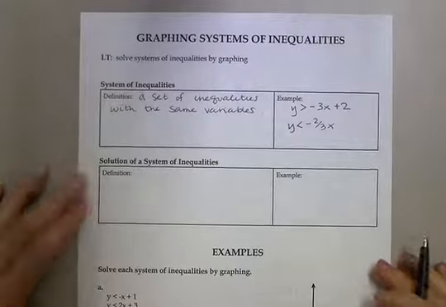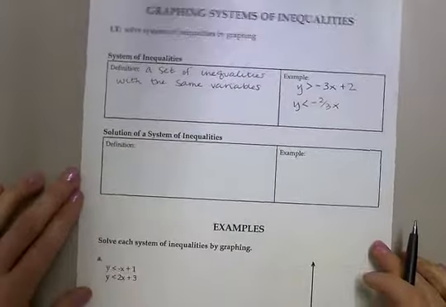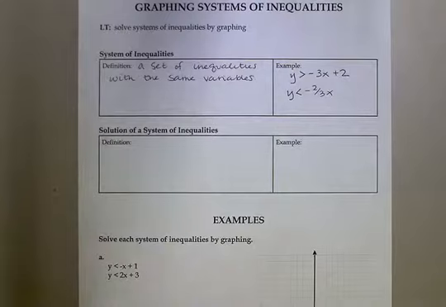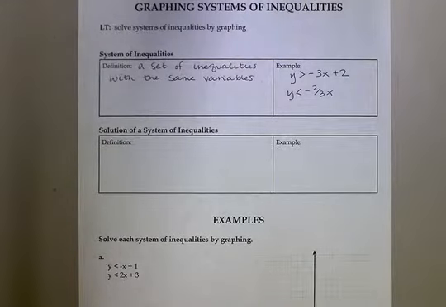So a solution for a system of inequalities is a little different than a solution for a system of equations. So remember when we graphed inequalities and the solutions were a shaded area? When we graph a system of inequalities, we're going to look for a shaded area as well, but we're going to look for the shaded area where the inequalities' solutions overlap.